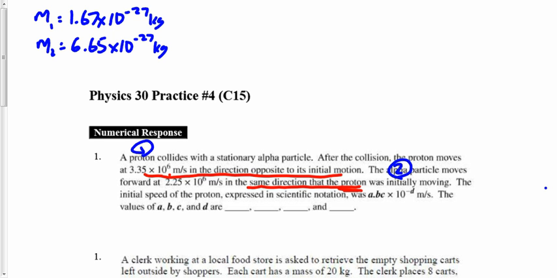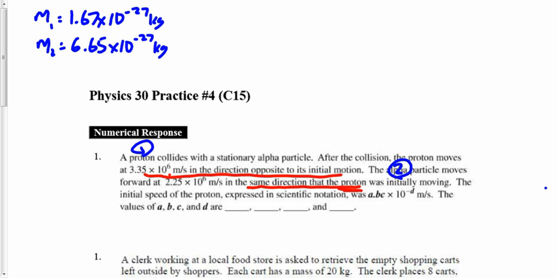You probably didn't notice this, but the mass of the alpha particle ends up being 4 times the mass of a proton. And there's a reason for that. If you've taken chemistry, you know that a proton and a neutron weigh essentially the same. Not exactly, but essentially the same. And an alpha particle is made up of 2 protons and 2 neutrons. So that's why it's 4 times the mass of a proton.